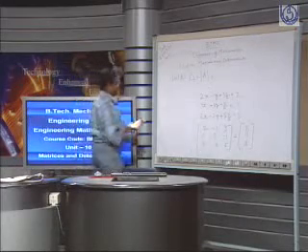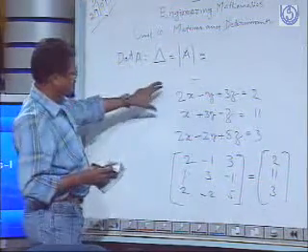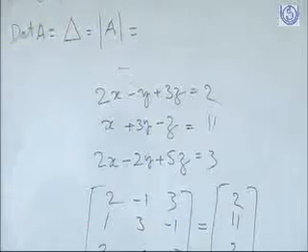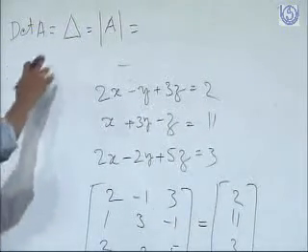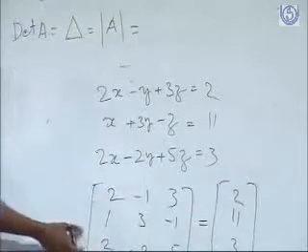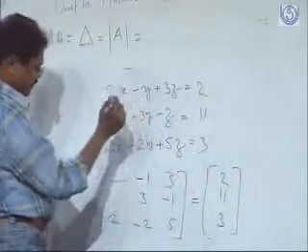So here, to continue, Cramer's rule. By using Cramer's rule, we'll find the determinant of a matrix. First of all, this is the form of a matrix. In this, we have to find the determinant for this matrix.